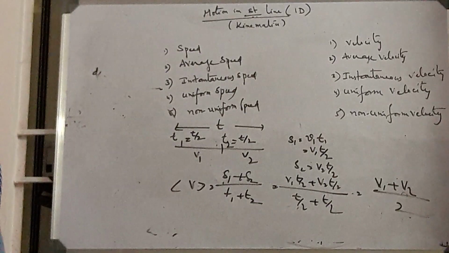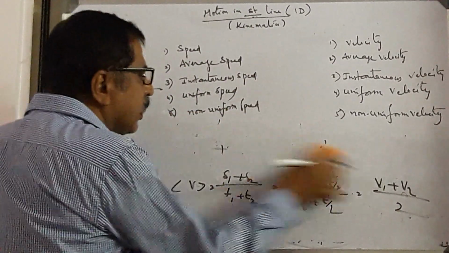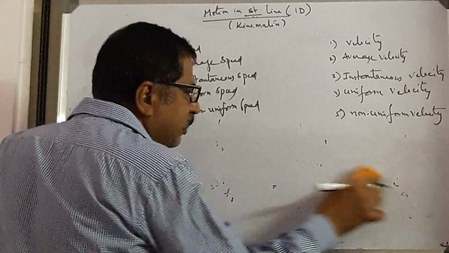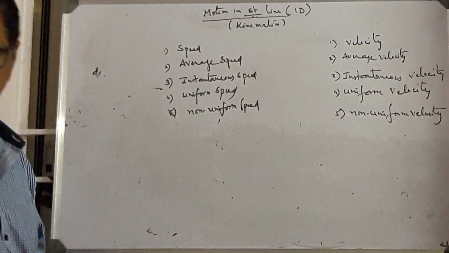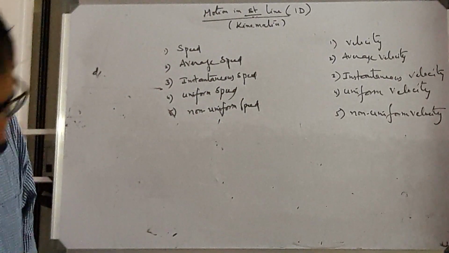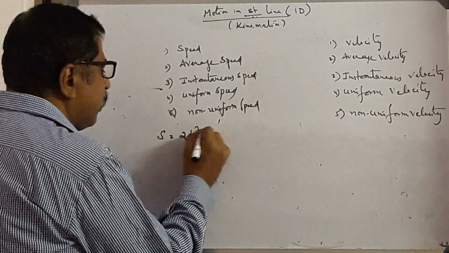Now, we want to find out the instantaneous speed of a body. For example, here we use differentiation. For example, the displacement of a body, or distance traveled by a body, is given by S is equal to 2t square plus t.